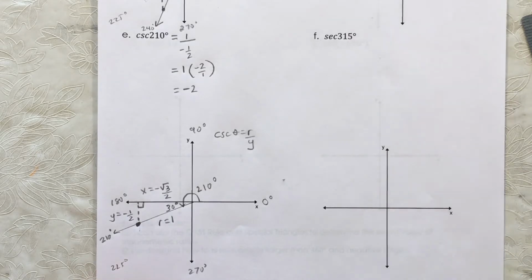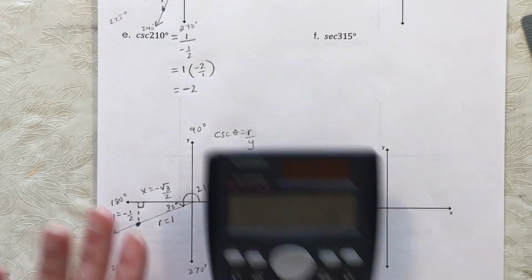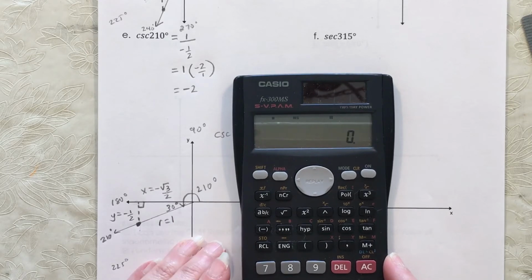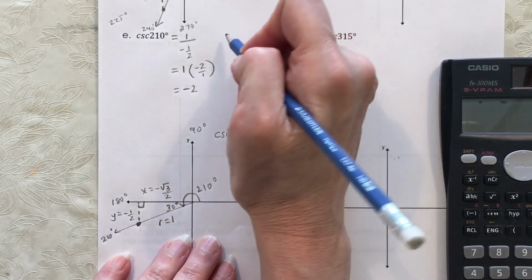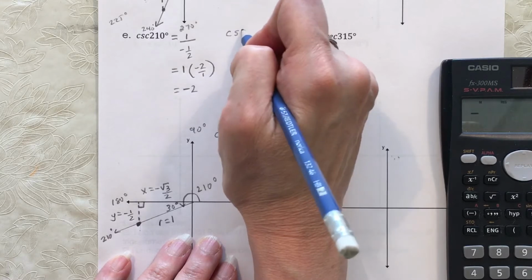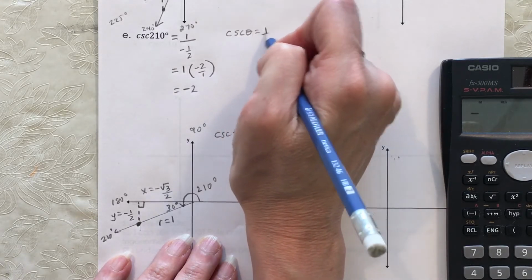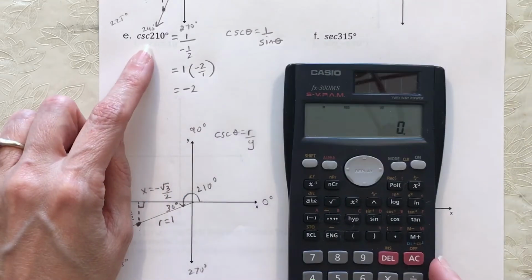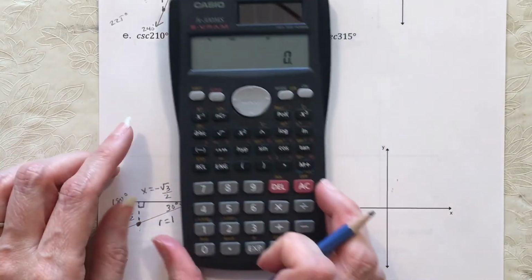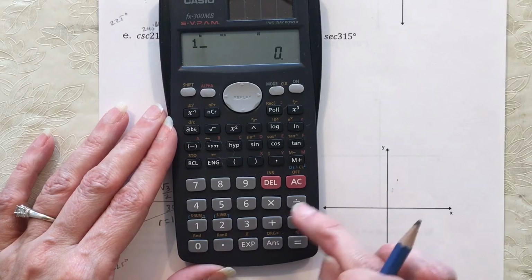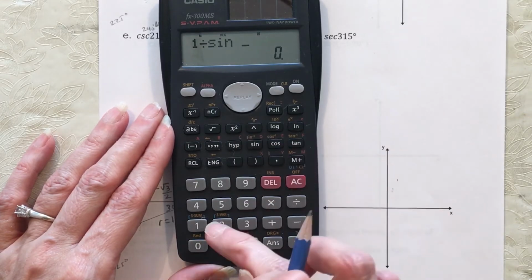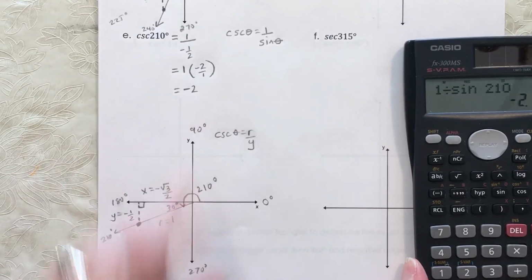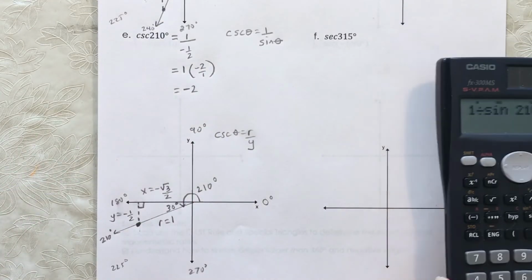All right, and then how do we check that on a calculator? Because there's no cosecant button on your calculator. So we know from our identities that cosecant theta is 1 divided by sine theta. So to check our answer, we could do 1 divided by the sine of 210. 1 divided by sine of 210 is -2, which is what we got for the cosecant of 210.